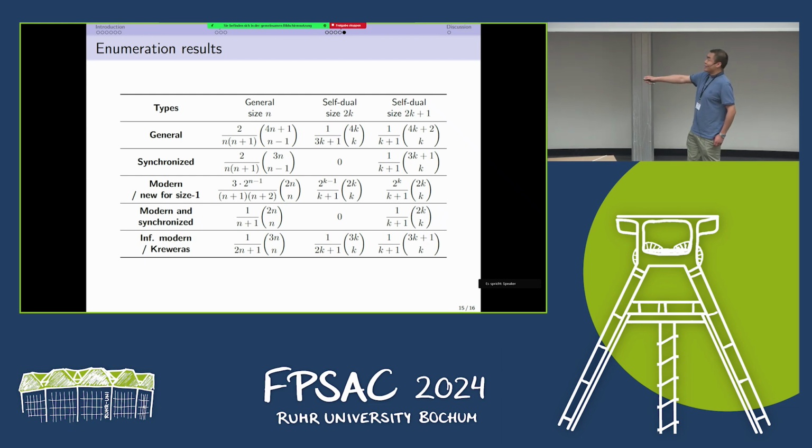Here are the results that we obtained in a big table. Four of the families we listed here were already studied before, and the new one is the intersection between modern intervals and synchronized intervals. And the enumeration of general intervals was given by Catalan numbers. And for all the rest, we rediscover the formulas using our method. But not only that, we can also do the self-dual subfamilies of even size and of odd size, and all of this with exactly the same method.